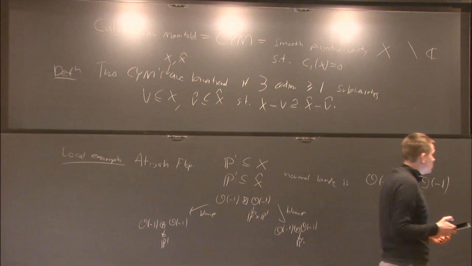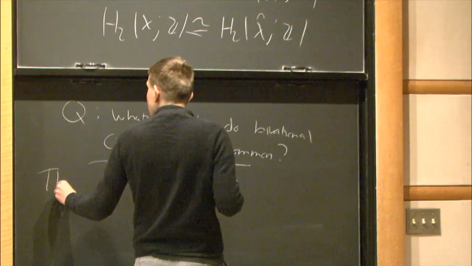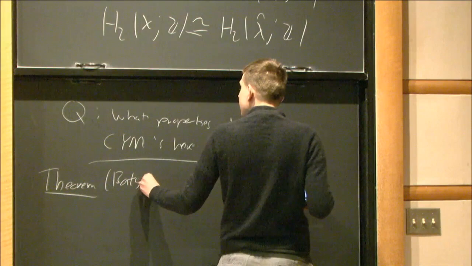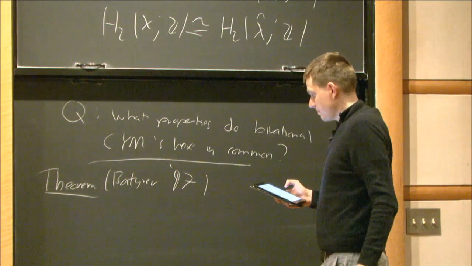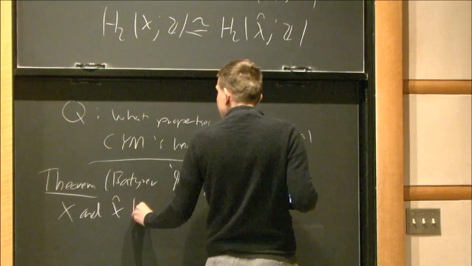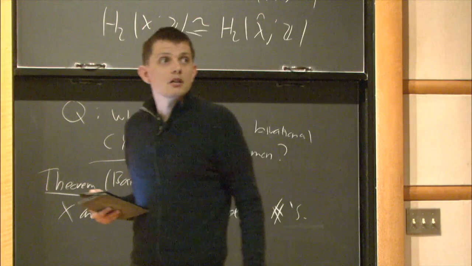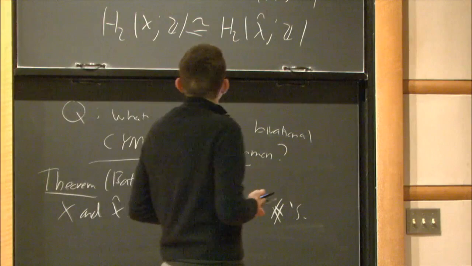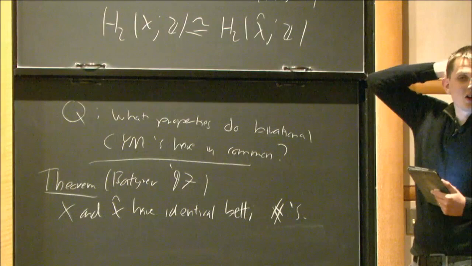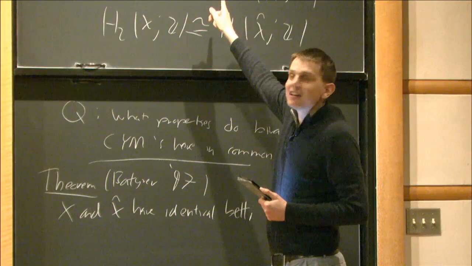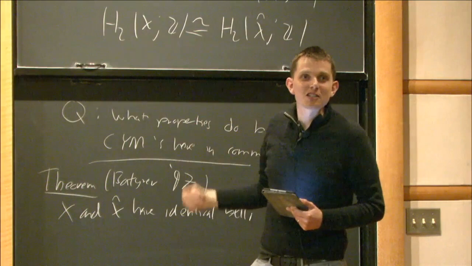So there's a theorem. And this is by Batyrev in '97. And it says that X and X hat have identical Betti numbers. Okay. Which isn't obvious at all. I mean, the only case where it's maybe a bit more obvious would be if X had dimension 3, then these are identified, and then by Poincaré duality H4 is identified as well. But I don't know what to say about H3 or something like this.